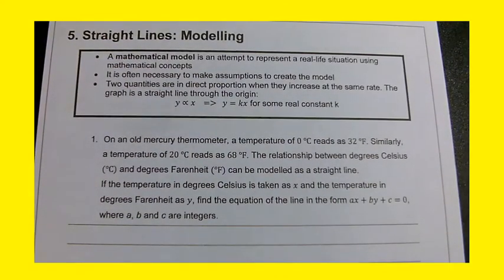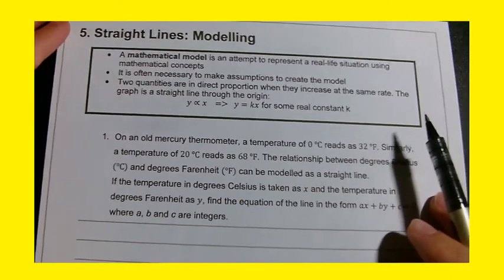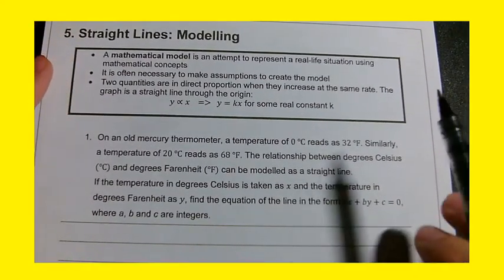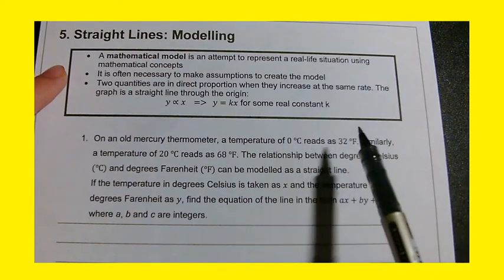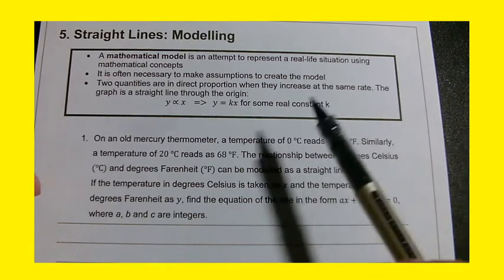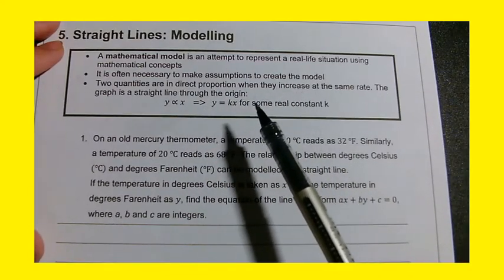So what is a model? A mathematical model is an attempt to represent a real-life situation using mathematical concepts. Models are used all around us to simulate scenarios. It's often necessary to make assumptions to create the model. We don't really want to look at all the finer details to create a model. So let's just go through some basic concepts you might have seen at GCSE.